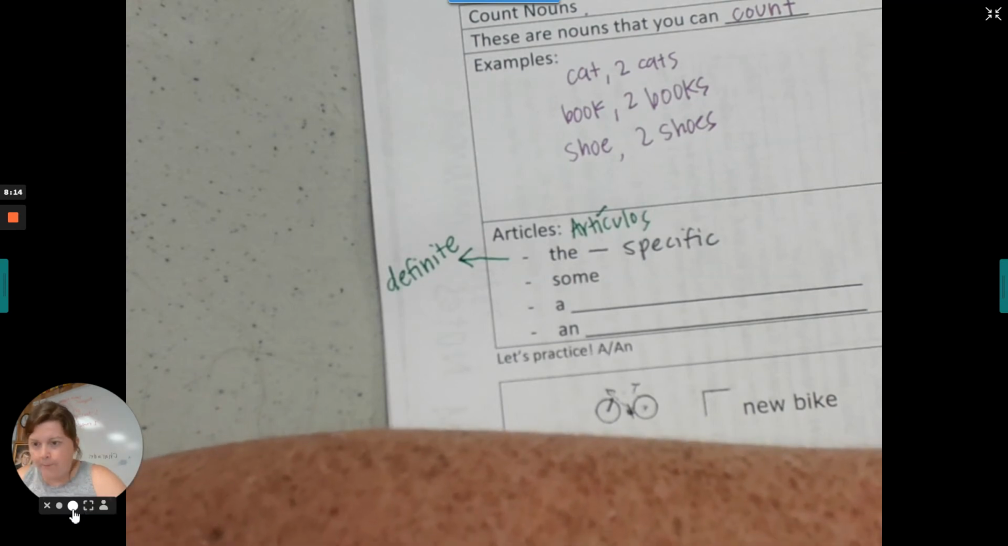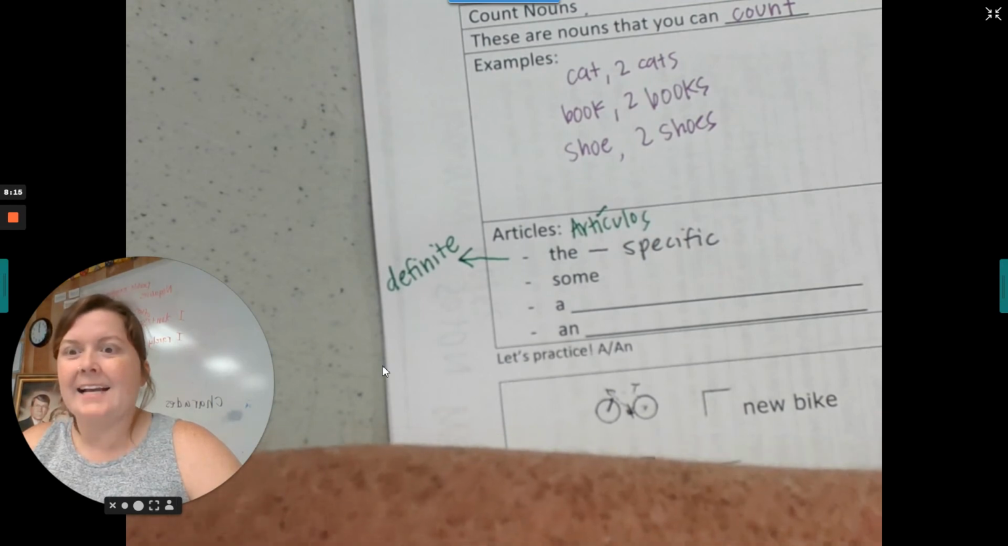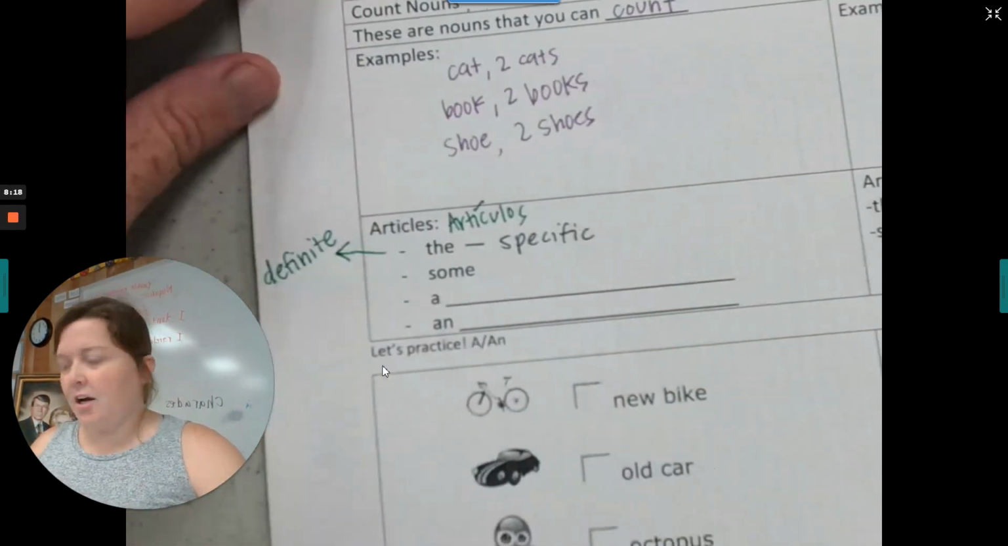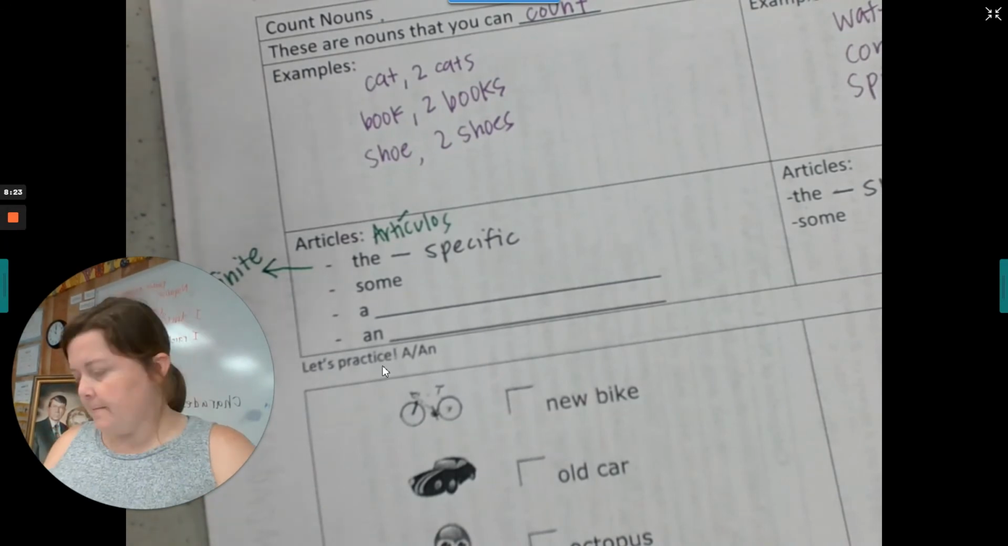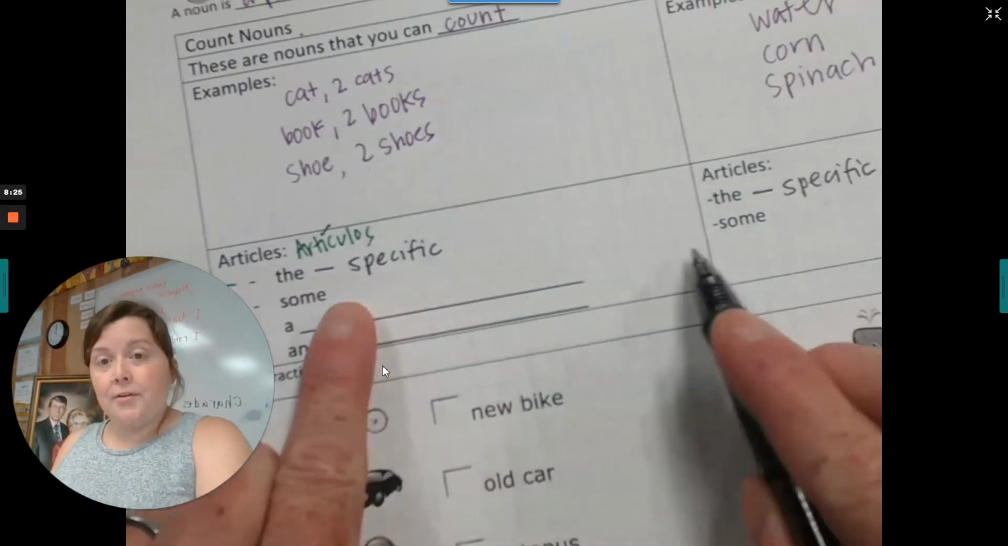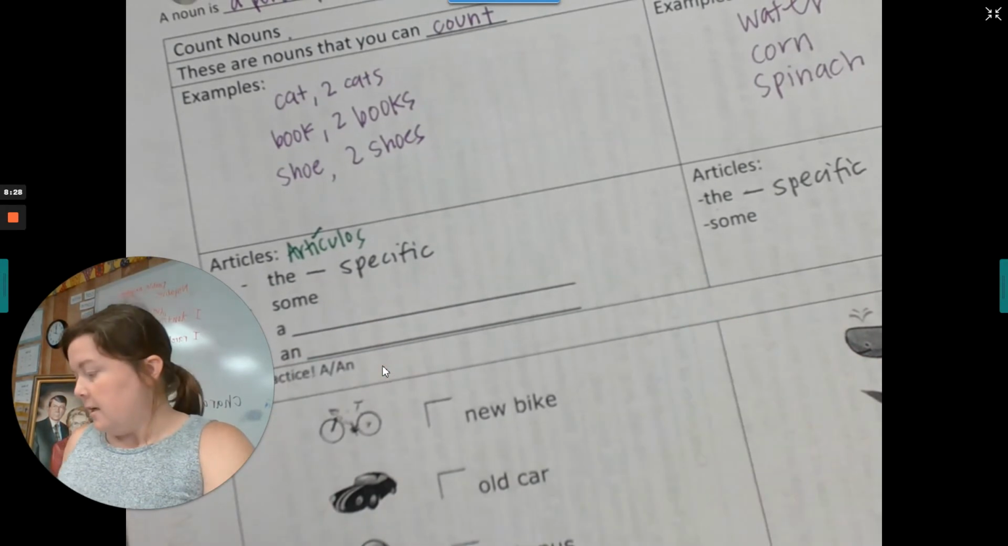Now you can see me. I'm bigger. All right. So the, you can use it for both count and non-count nouns. So that's definite articles, one kind of article.